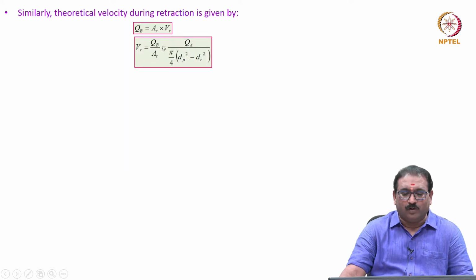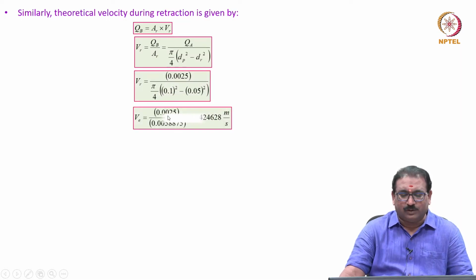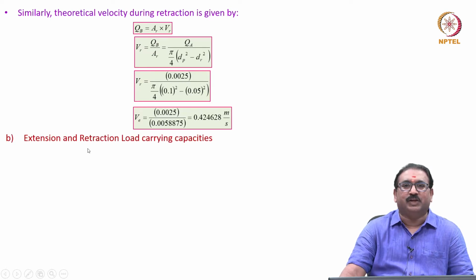Similarly, the theoretical velocity during the retraction, be careful here, QB equal to AR into VR, then VR equal to QB by AR. AR area here is pi by 4 dP square minus dr square. Please understand friends, this is very important. Then substitute all the values, you may get VR equal to 0.4246 meters per second.